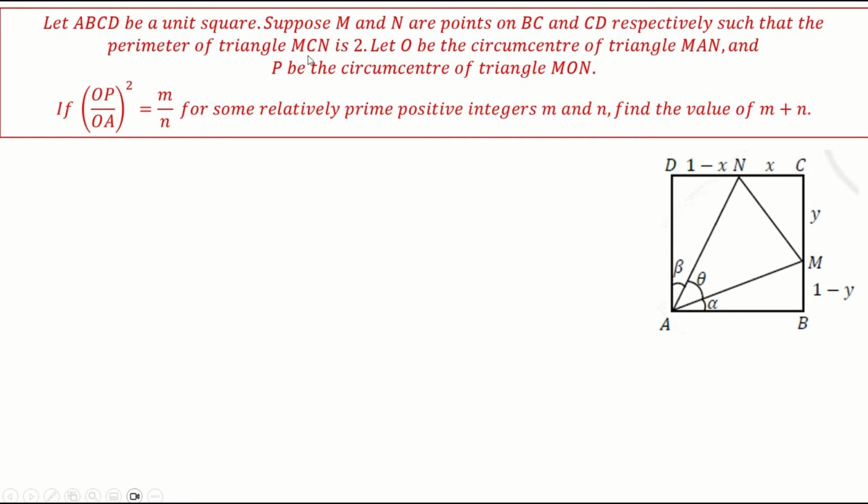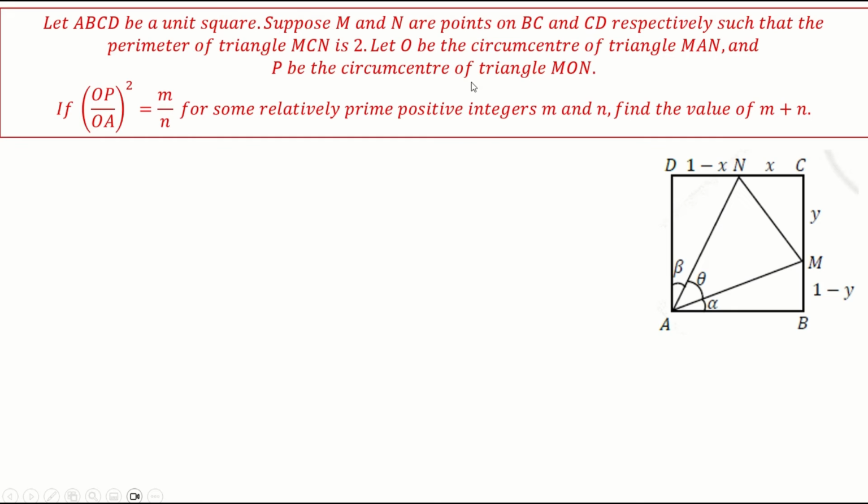Such that the perimeter of the triangle MCN is 2. The perimeter is 2. That means X plus Y plus, obviously, the hypotenuse of this triangle, so the square root of x square plus y square. So the sum of all this is 2. Let O be the circumcenter of the triangle MAN. O is the circumcenter.